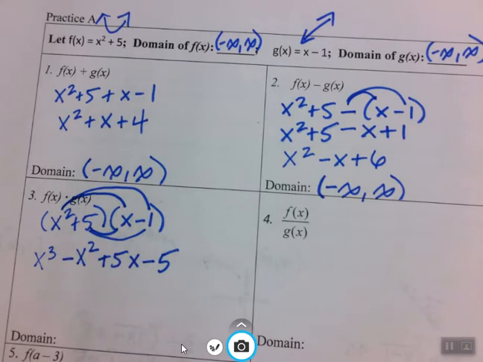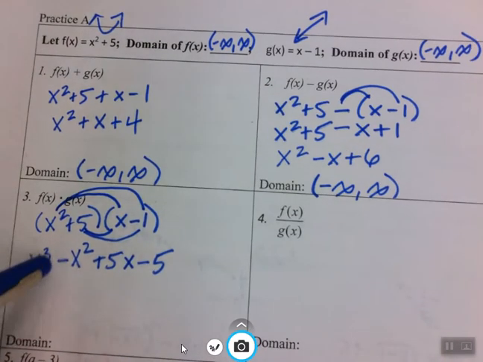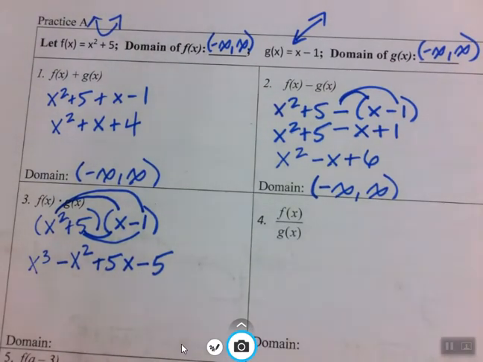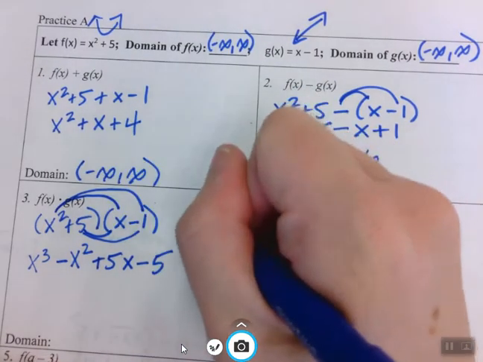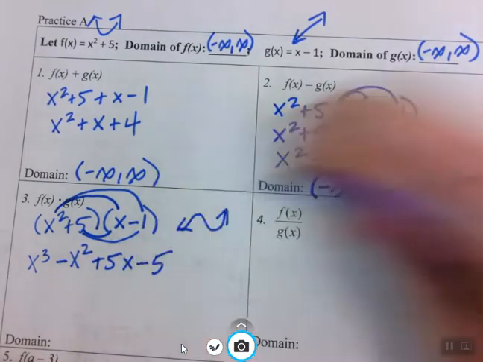No more to do. Who knows what this is called if it's to the third power? Cube root or something? Close. Cubic. Remember, cube root is the one that is like a square root, but it has a 3 in it. This is a cubic function, and you can graph it on the calculator if you're not sure what it looks like, but it looks a little like this.